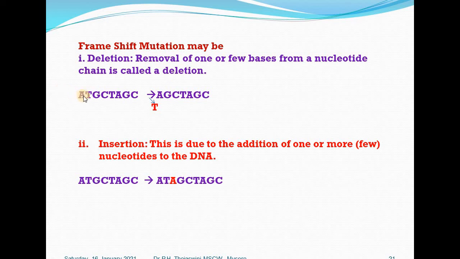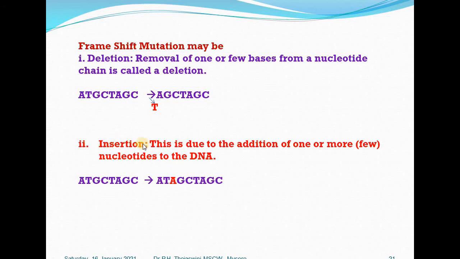For example, if this is the sequence of DNA A, T, G, C, T, A, G, C, if by chance T is deleted, then the gene structure will be A, G, C, T, A, G, C. That is, the native is this, the altered one is this without the T, that is the thymine which has been deleted. In such a case also, there will be reading frame alteration.